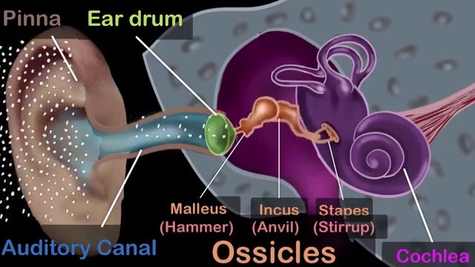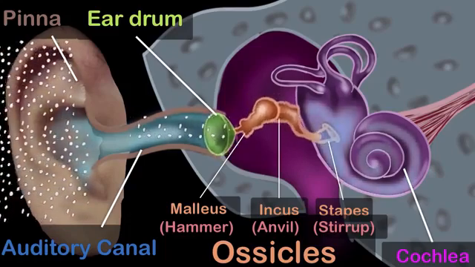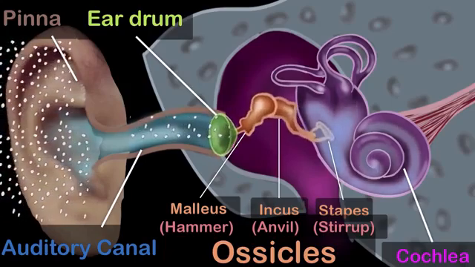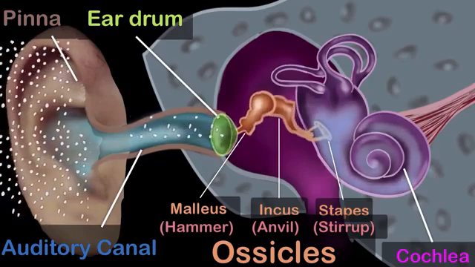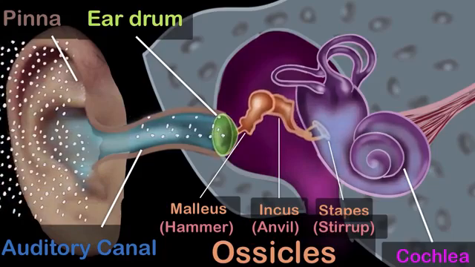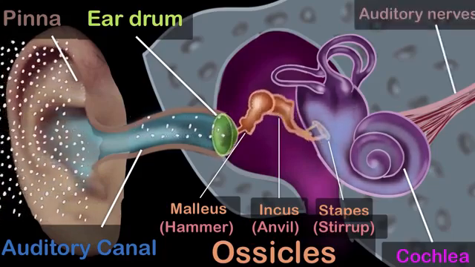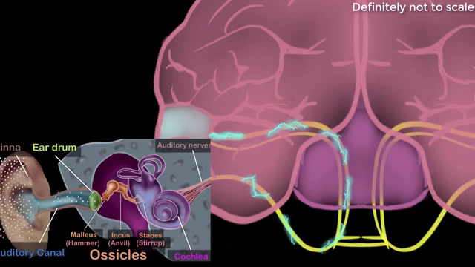But as mentioned earlier, it contains a liquid. And when the stirrup hits our cochlea, this liquid starts vibrating. And then there are some specialized cells in the cochlea that convert these vibrations into electrical signals. And these electrical signals go through the auditory nerves all the way to your brain, where it gets finally interpreted as sound.